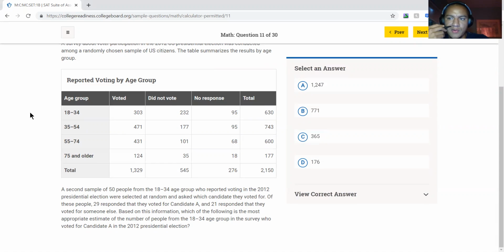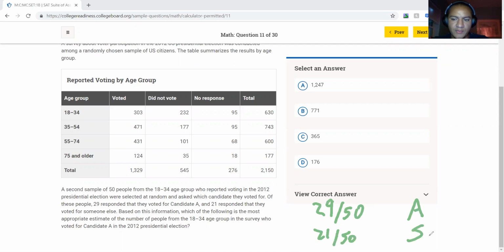And it's referring to the first group because it said a second. So anyways, a second sample of 50 people from the age group 18 to 34 who reported voting in the 2012 presidential election were selected at random and asked which candidate they voted for. Of these people, 29 responded that they voted for candidate A. So 29 out of 50 voted for A, and 21 out of 50 responded that they voted for someone else. So we could just say someone else.